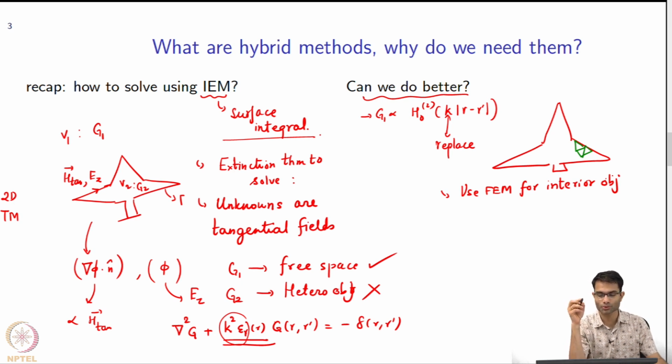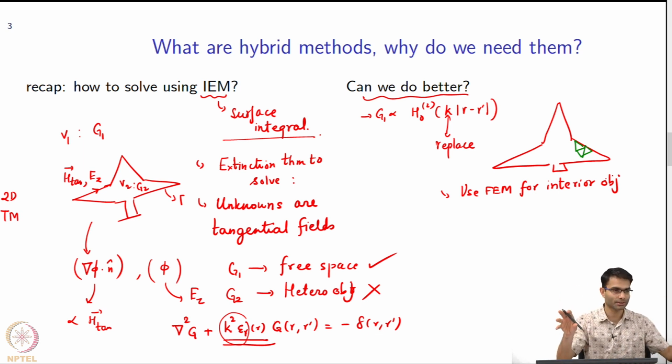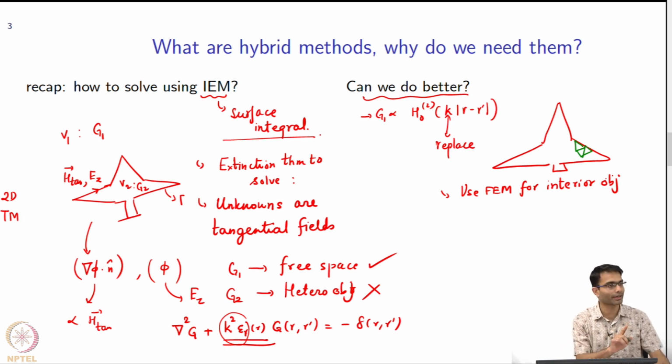the suggestion is to use boundary integral only, but to make it into piecewise homogeneous regions and do a multiply connected region with unknown tangential fields on everything, right? Yeah, that can be done. That's going to be very, very tedious. So what we'll do is, you were on the right track and then you deviated. Use FEM for the interior objects. That means I discretize the interior.